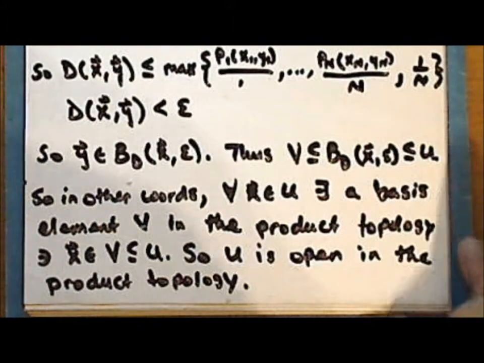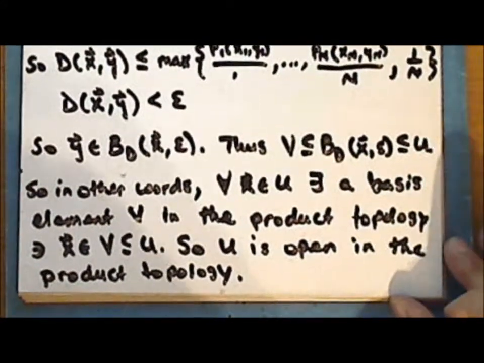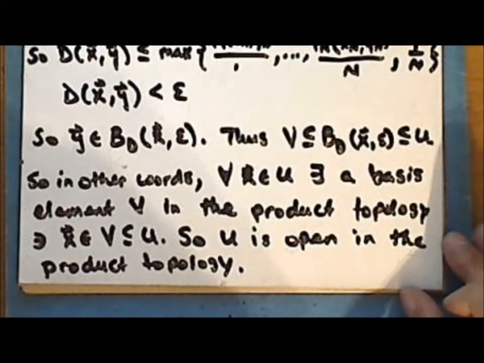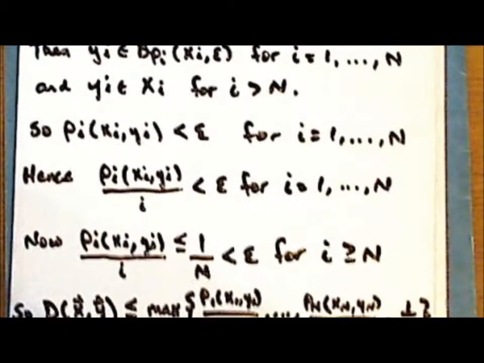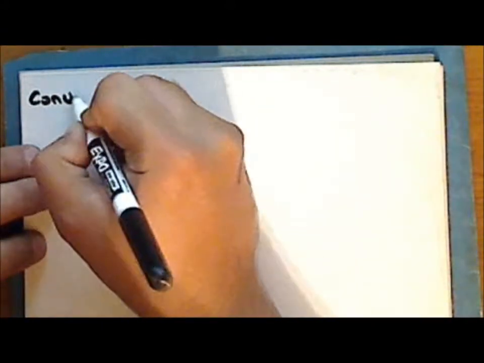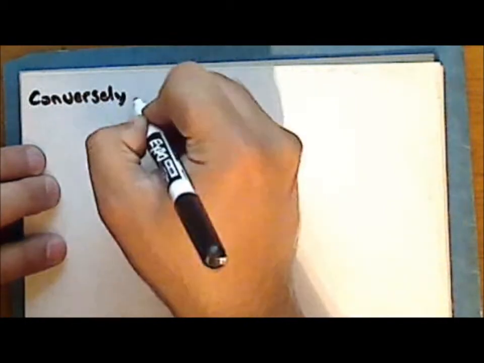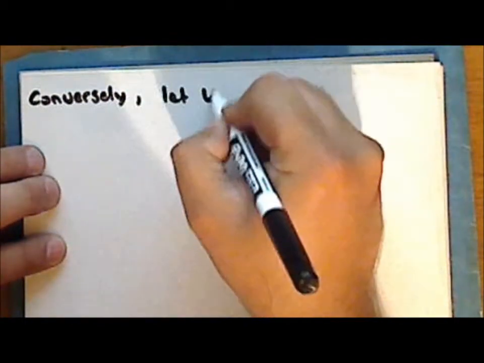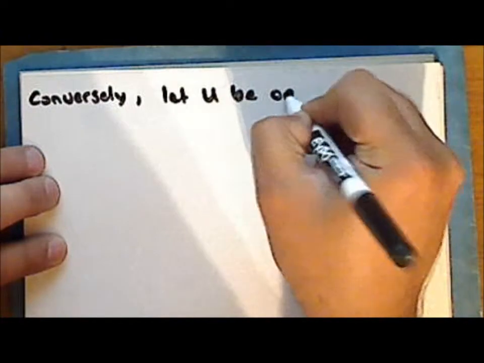So we have demonstrated that every open set in the metric topology is also an open set in the product topology. So now we need to show the converse. So conversely, let the set U be open in the product topology.